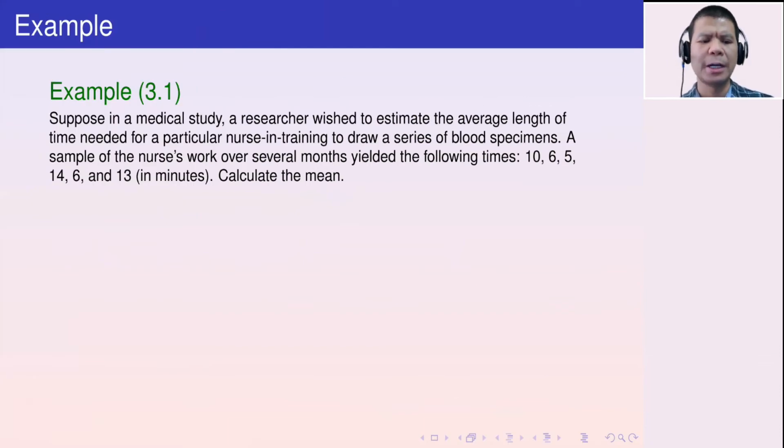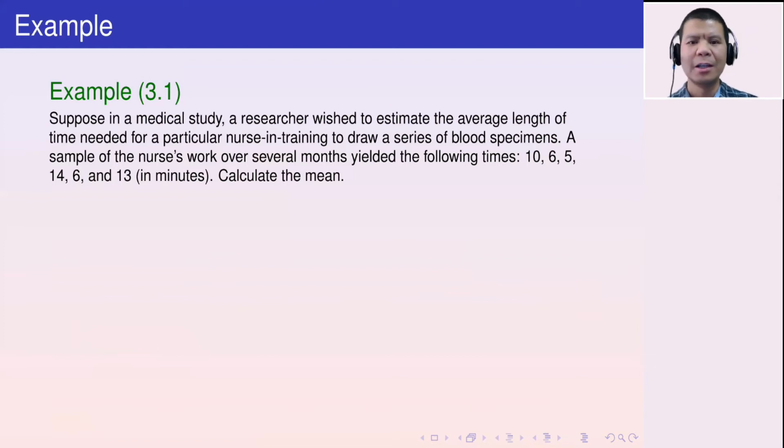Suppose in a medical study, a researcher wished to estimate the average length of time needed for a particular nursing trainee to draw a series of blood specimens. A sample of the nurse's work over several months yielded the following times: 10, 6, 5, 14, 6, and 13 minutes. Now we want to calculate the mean.